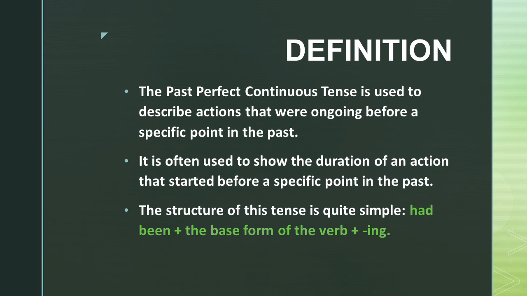The past perfect continuous tense is used to describe actions that were ongoing or continuous before a specific point in the past. It is often used to show the duration of an action that started before a specific point in the past. The structure of this tense is quite simple. You just use had been plus the base form of the verb followed by ing.